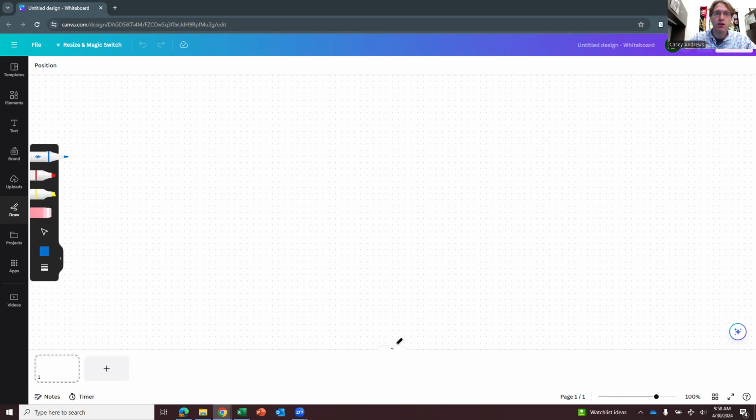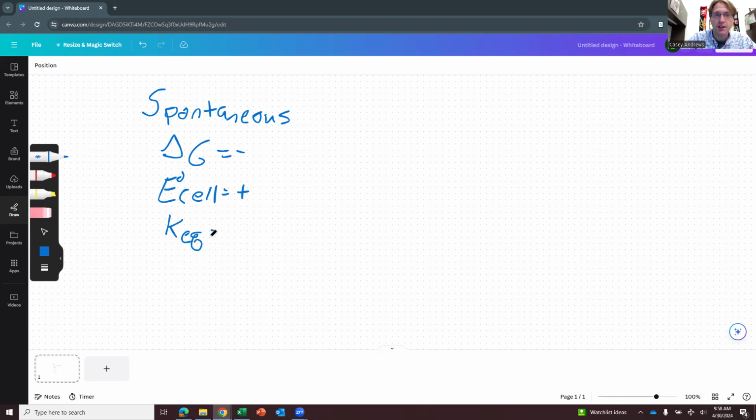So we have learned different ways to tell if a reaction is spontaneous. Right? So delta G, if that's negative, that's spontaneous. Ecell, if that's positive, that's spontaneous. K, EQ, the equilibrium constant, if that's greater than 1, that's spontaneous. And all of these are just different ways we can measure delta S universe. Remember, if delta S universe is positive, that means it's spontaneous. So since all three of these are measuring the same thing, we can convert between all three.